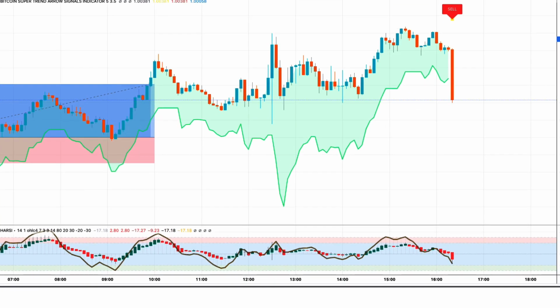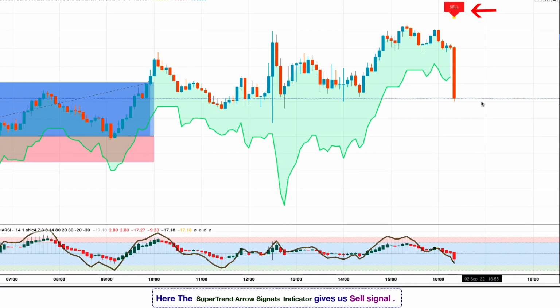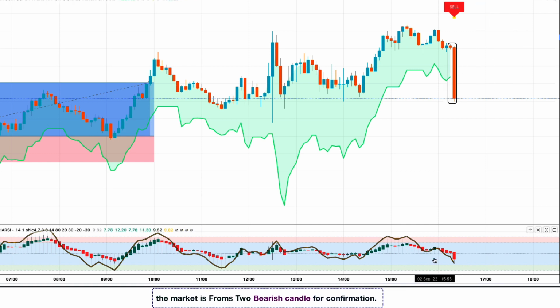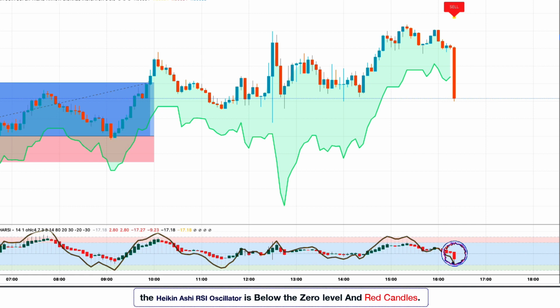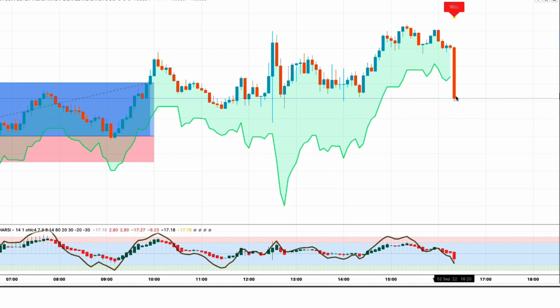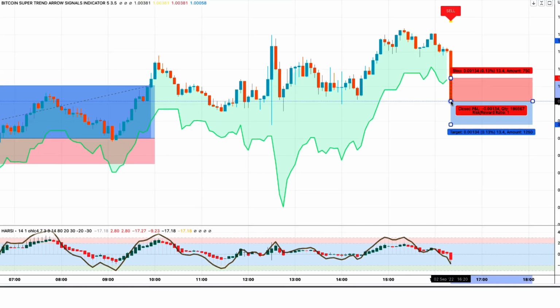We have got the signal. Here the super trend arrow signals indicator gives us sell signals. The market is from S2 bearish candle for confirmation. The Heiken Ashi RSI oscillator is below the zero level and red candles. So all our conditions are being fulfilled, so we are placing an order to sell.